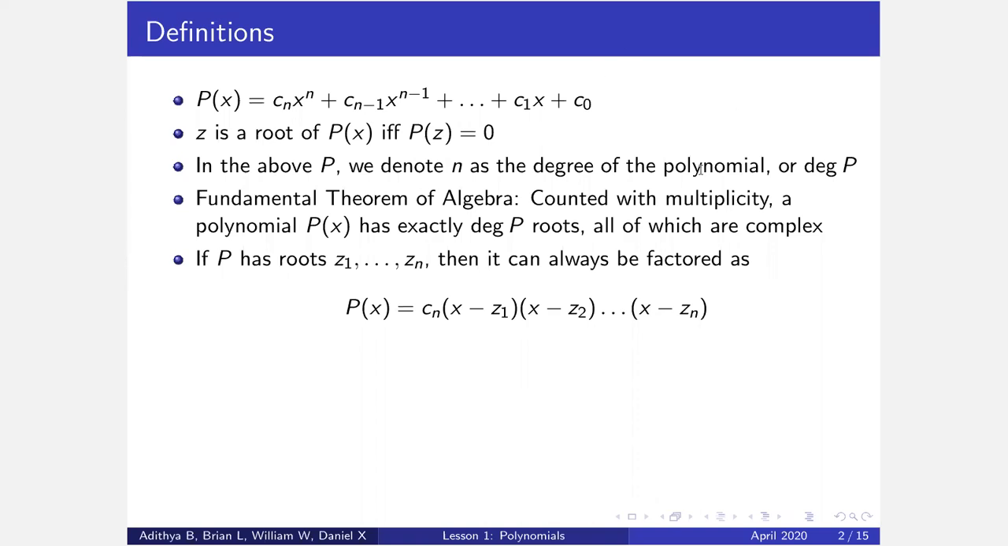So the fundamental theorem of algebra is one of the most important theorems we'll be dealing with. It states that, counted with multiplicity, a polynomial p of x has exactly degree p roots. So in the above example, it has n roots. I suppose most of you already know this. And if p has roots z_1 through z_n, then it can always be factored in the following form. And we will be talking about this later.